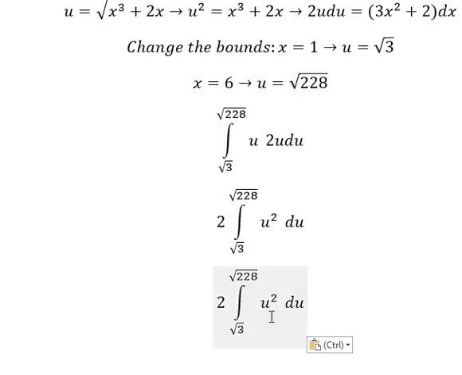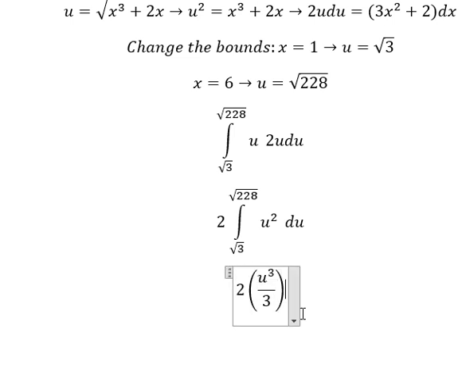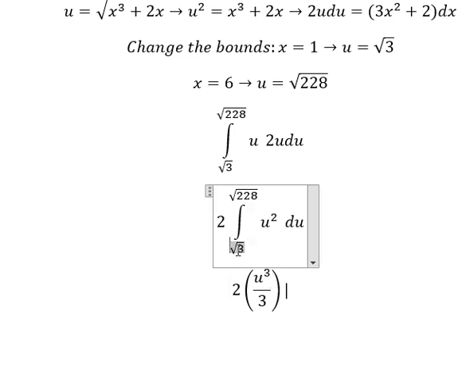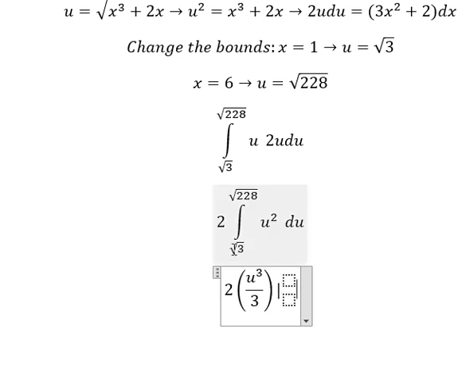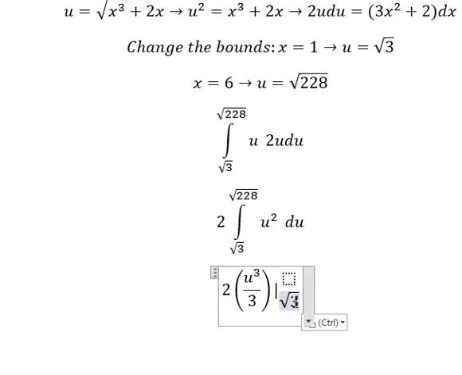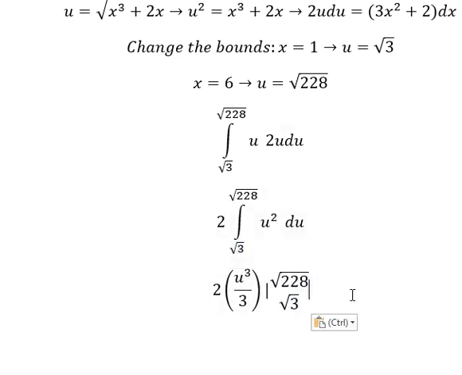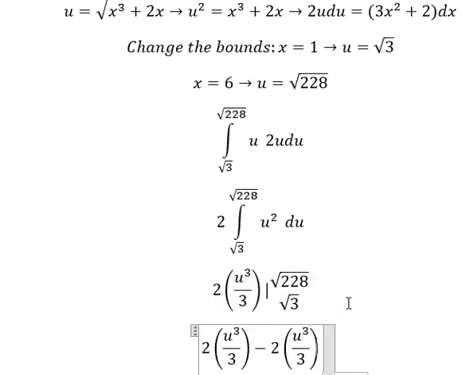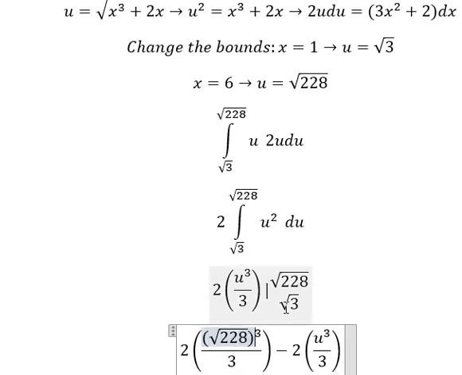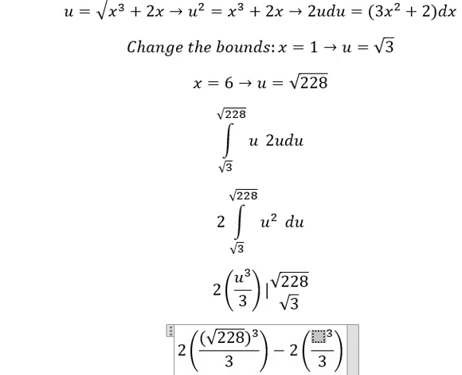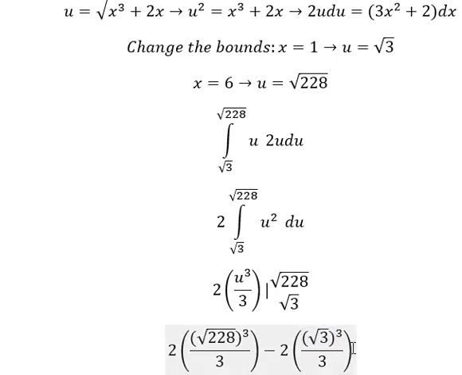The integration of u squared is u to the power of 3 over 3. And we put the bounds from the square root of number 3 to the square root of 228. So I will put this one going here and this one going here. So we calculate this one.